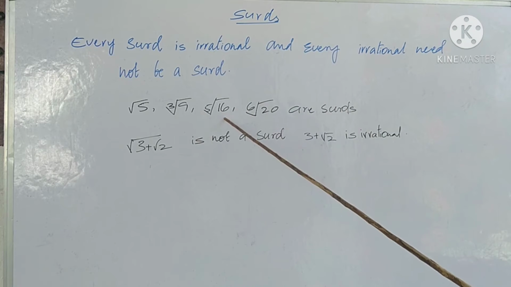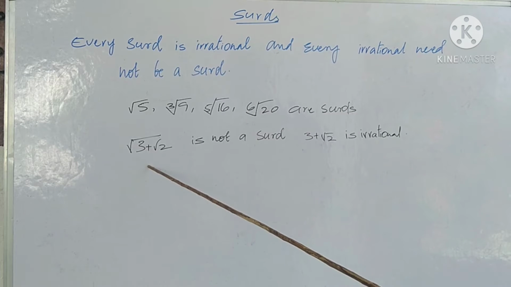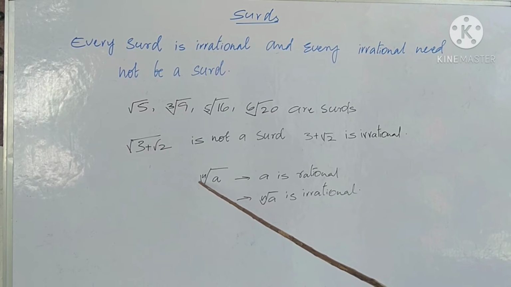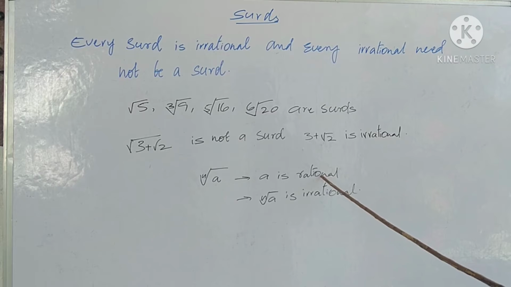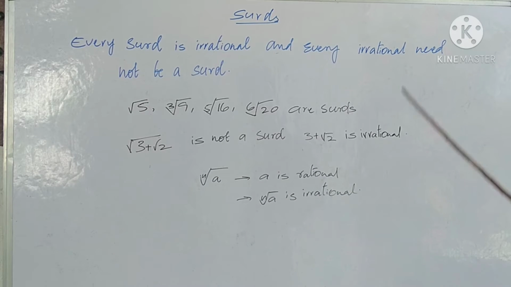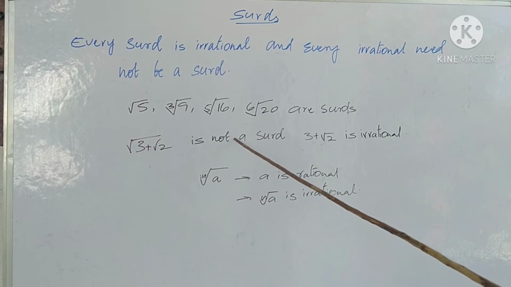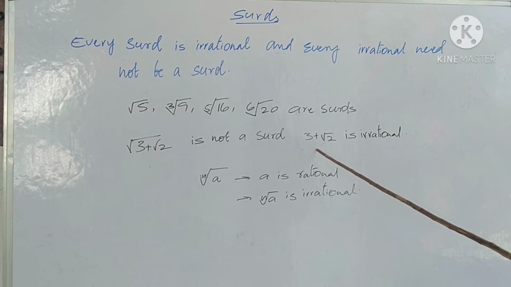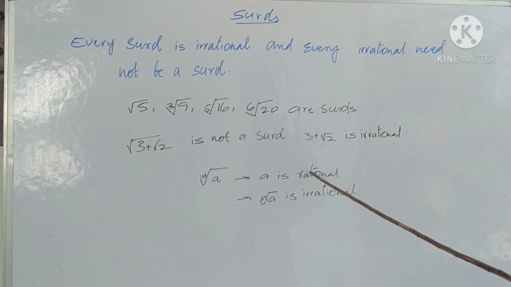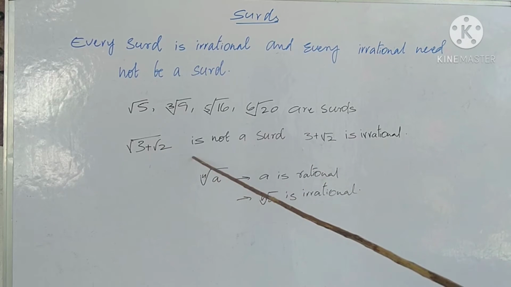These are surds. Let's take another example, square root of (3 plus root 2). Compare with our nth root of a. Here a must be rational and the nth root of a, the total number, is irrational. Then it is a surd. So here root of (3 plus root 2) is not a surd. Why? Because here a is 3 plus root 2, which is not rational. It is irrational. So this is not a surd.